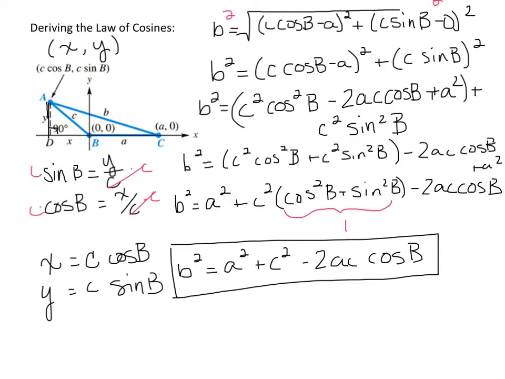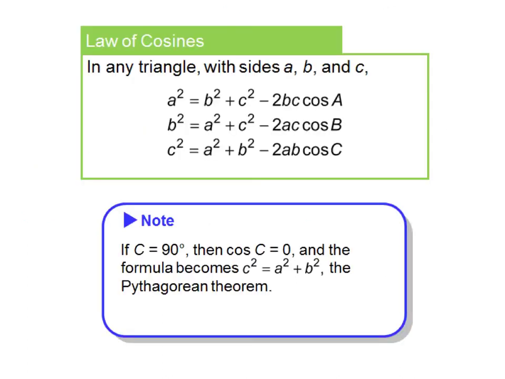If I had put angle C at the origin, then the distance I'm finding would be C, and the formula would look a little different. The same if I had put angle A at the origin. So this is what the law of cosines looks like. This is the one we actually solved. Here are the other two forms.